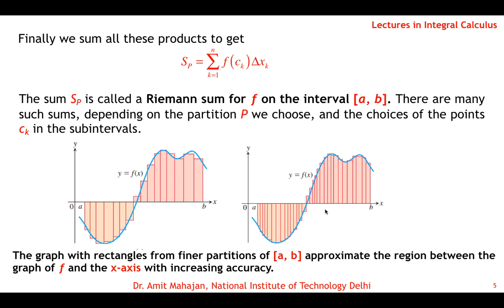But if the widths are not the same for each subinterval, then to make sure that the width of the partitions goes to 0, it is important to take the norm of P tending to 0. So clearly the graphs with rectangles from finer partitions of ab approximate the region between the graph of f and the x-axis with increasing accuracy.